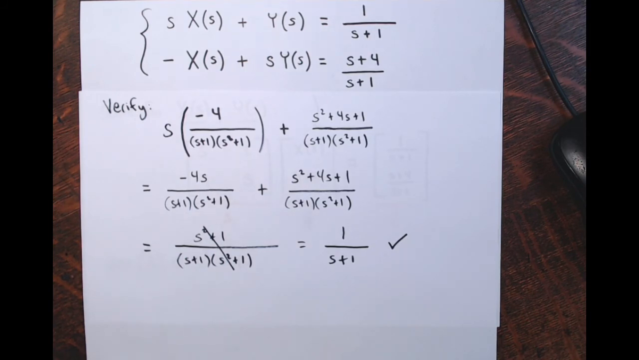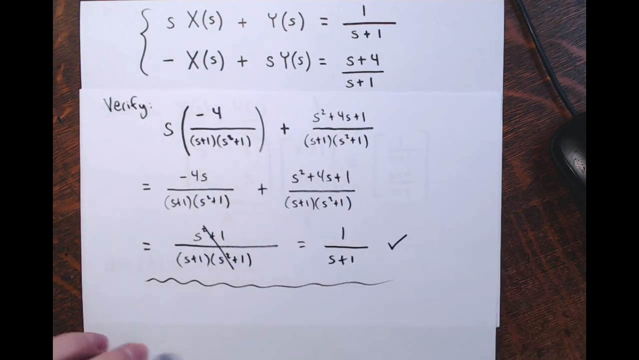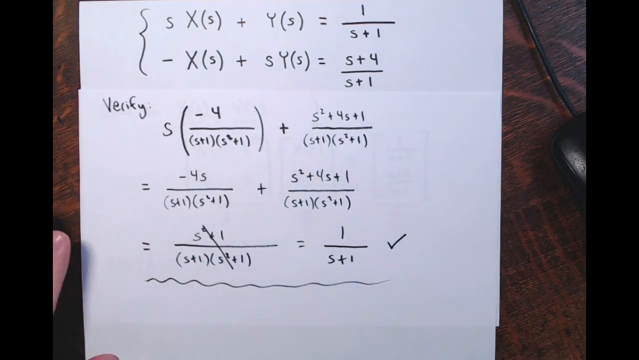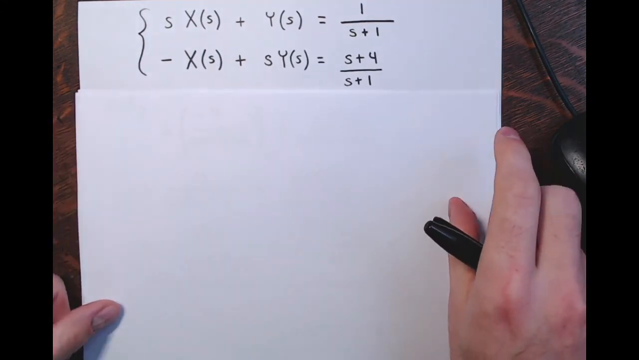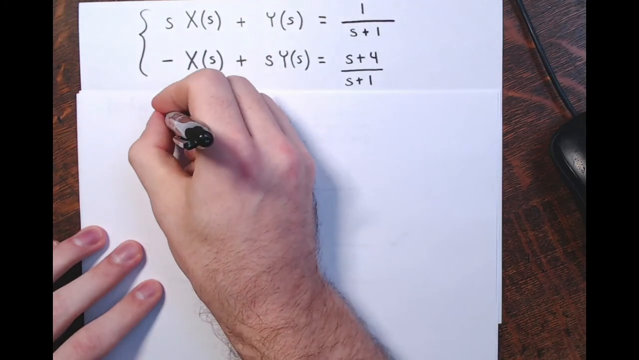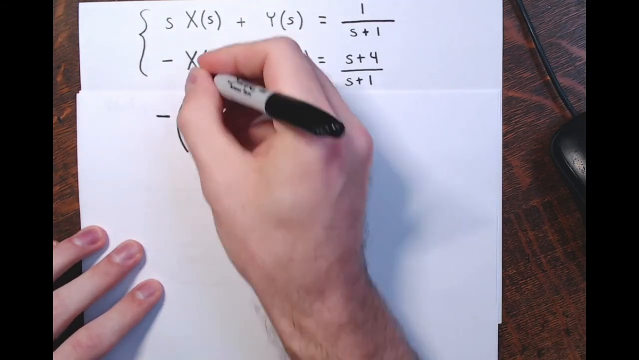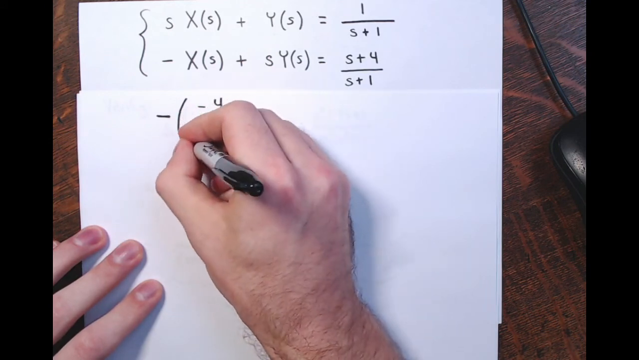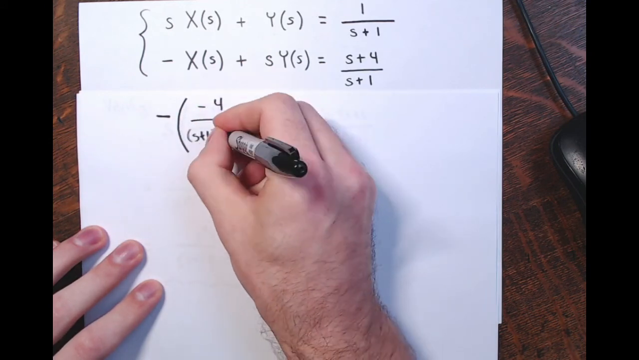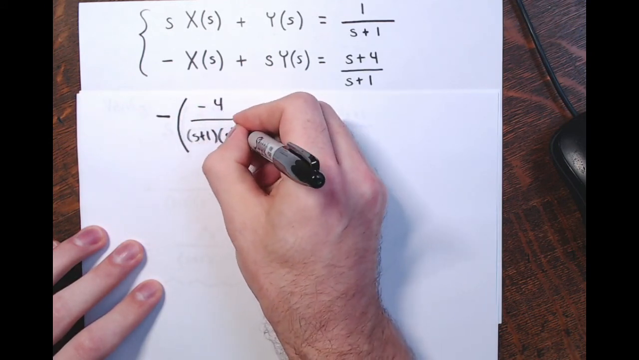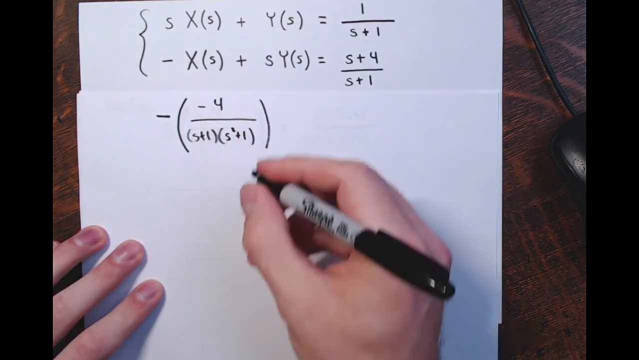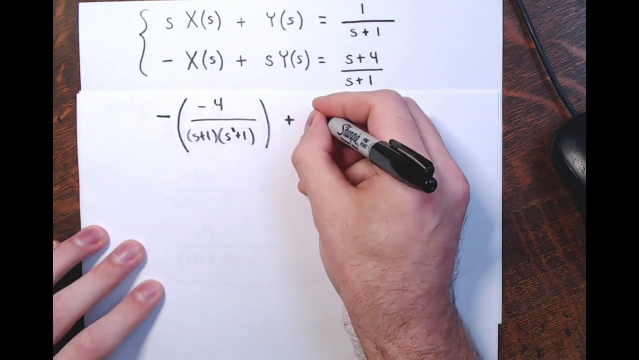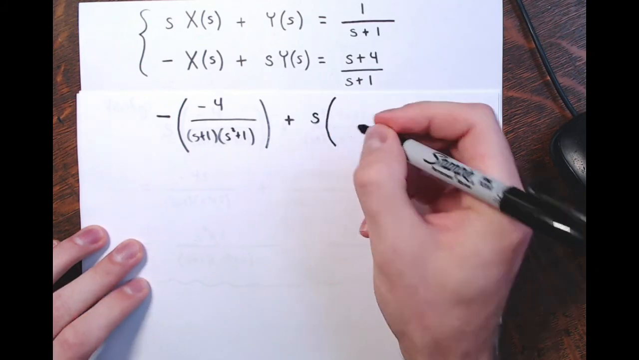All right, and then I'll do the same for the second equation. So, just do a separate paper. For the second equation, we have the opposite of x of s, which was the negative 4 over s plus 1 times s squared plus 1, plus s times the y of s.